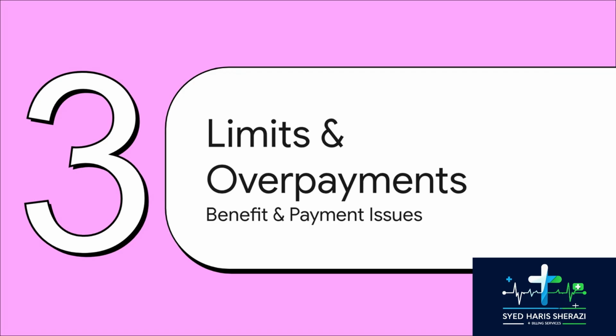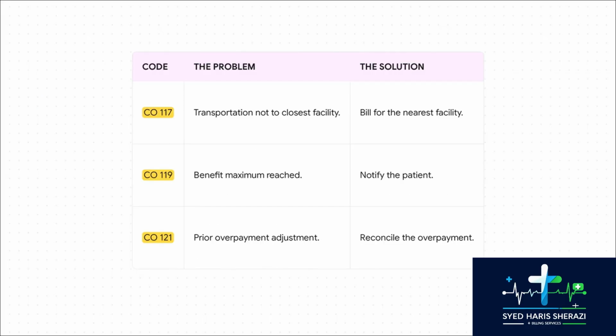Okay, time for our final section, and this one gets into the real money issues. We're talking about what happens when a patient hits their benefit limit, or, and this is a tricky one, when a payer needs to correct a mistake they made in the past. Let's break down these three very different financial scenarios.